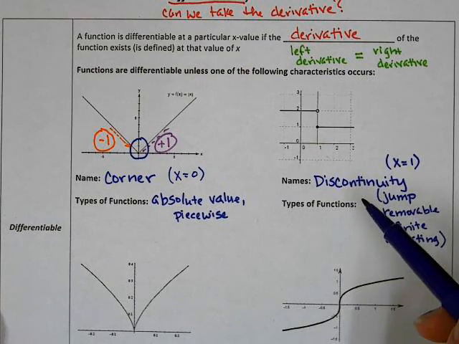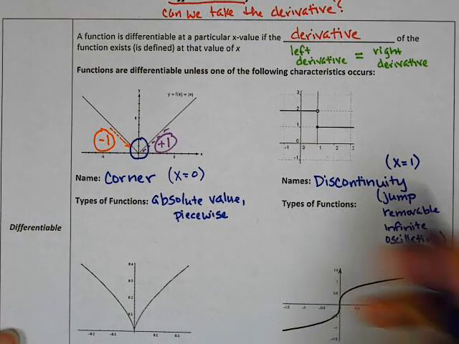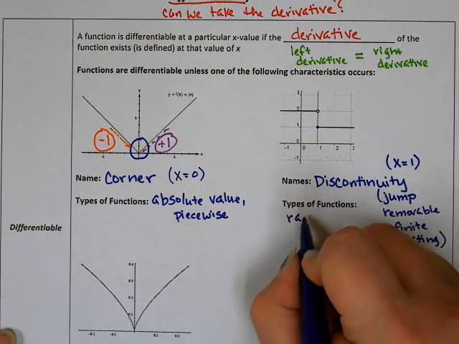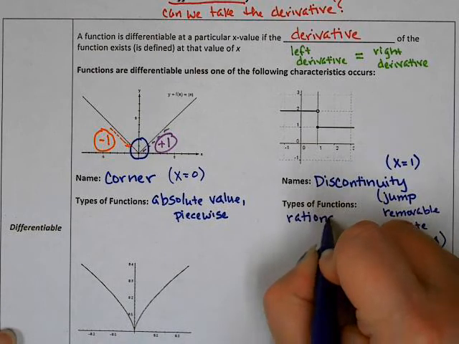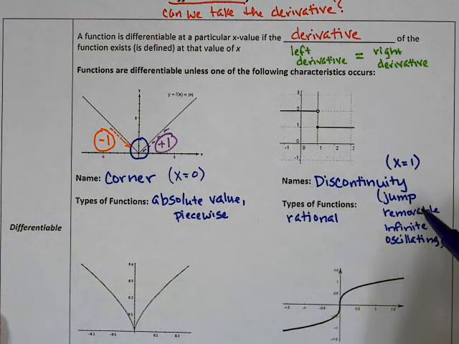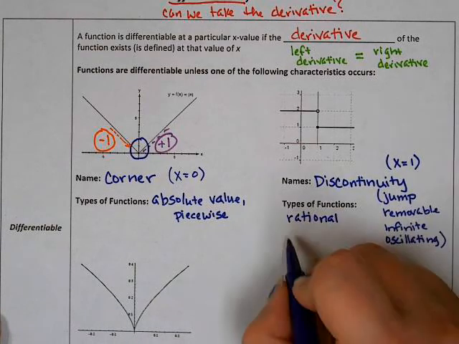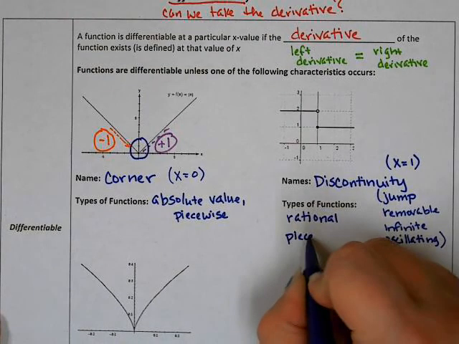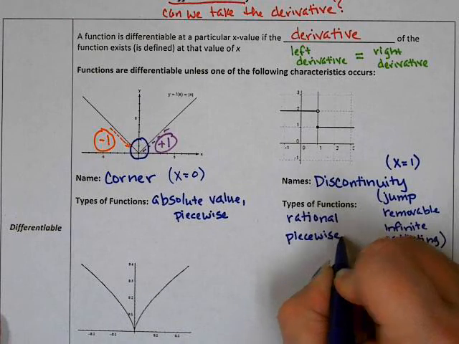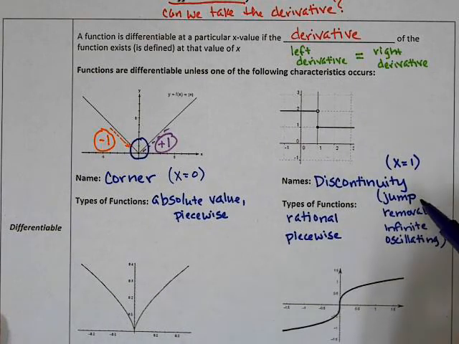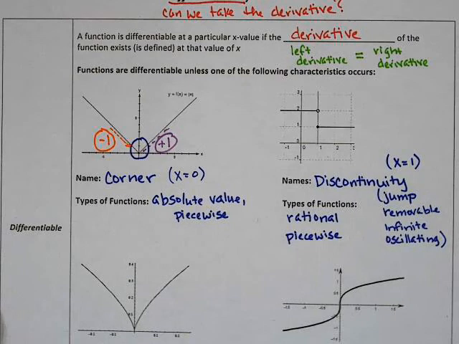Types of functions where we can have discontinuities would be rational functions, because that's where we could have a removable or an infinite discontinuity, or a piecewise function, because we could have a jump or a removable or an infinite actually. Okay?